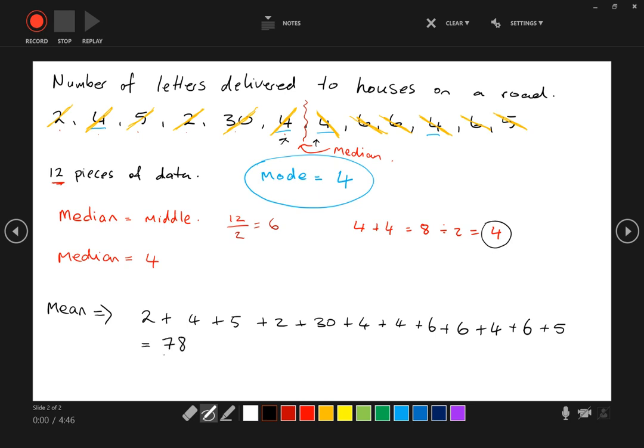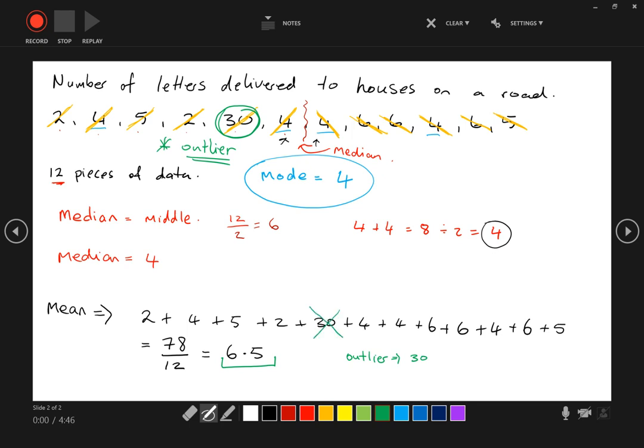And remember, I have 12 pieces of data, so dividing it by 12, okay, and I get a mean of 6.5. Okay, now my mean is a little bit higher here than my median and my mode. Usually the mean is a little bit higher because of an outlier. So this number 30 here is what we call an outlier. It's a very important key word. So an outlier doesn't fit in with the rest of the data.